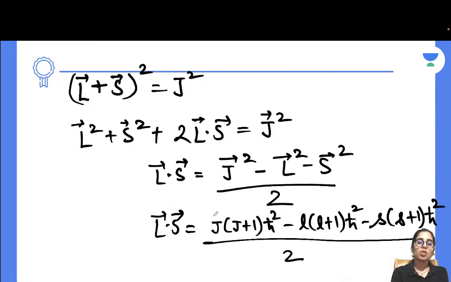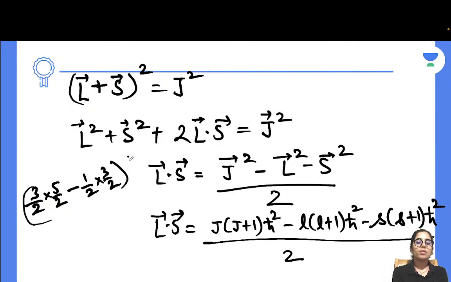When you plug in the J values, what will happen? 3/2 times (3/2 plus 1), which is going to be 3/2 times 5/2. And minus 1/2 times 3/2, and then h squared divided by 2. That's what you will have. Multiply by a as well, because that's part of h.